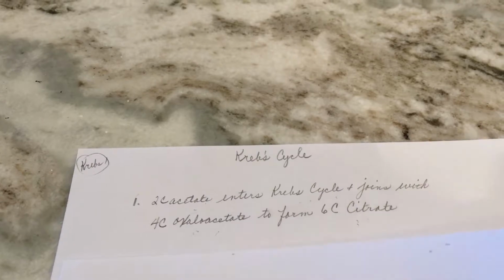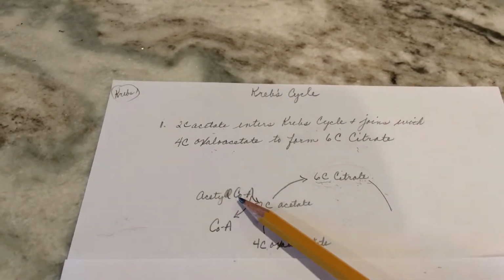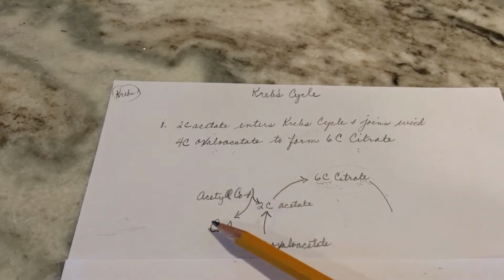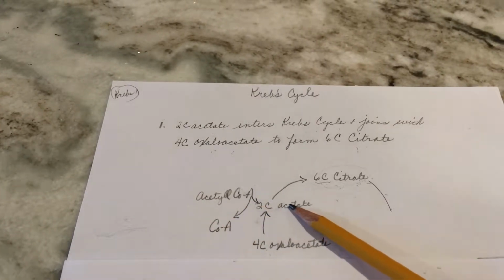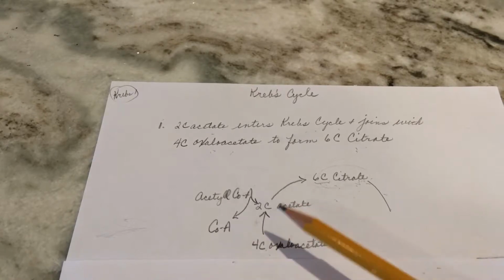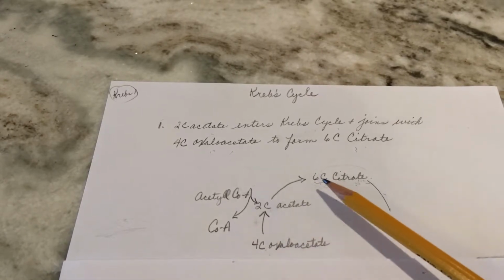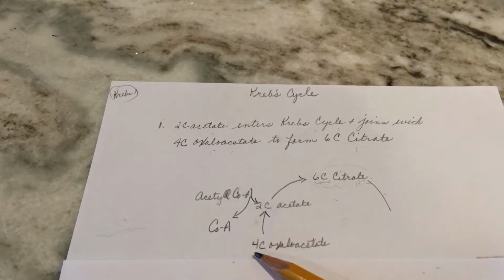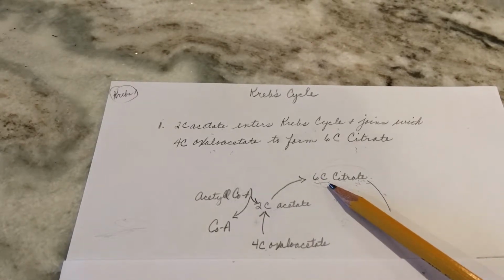Now, to diagram this, here's our acetyl-CoA that comes in from glycolysis. Coenzyme A is cut off. It returns to the cytoplasm. That leaves 2-carbon acetate that enters Krebs cycle, joins with 4-carbon oxaloacetate that's already there in the Krebs cycle to produce our first compound, which is 6-carbon citrate. So 4 carbons plus 2 carbons yields 6-carbon citrate.